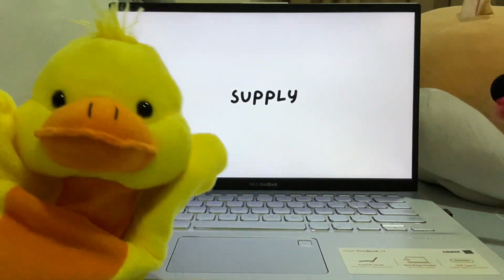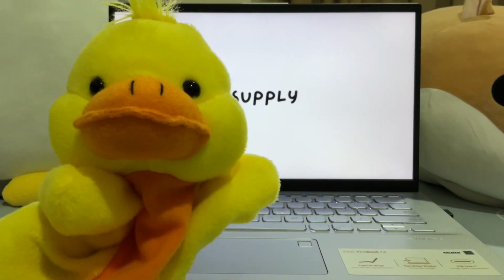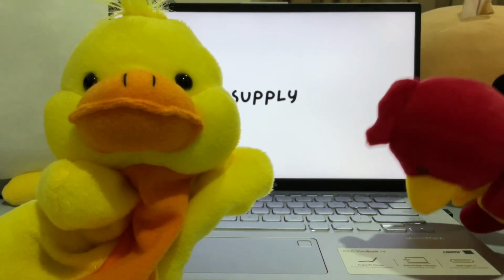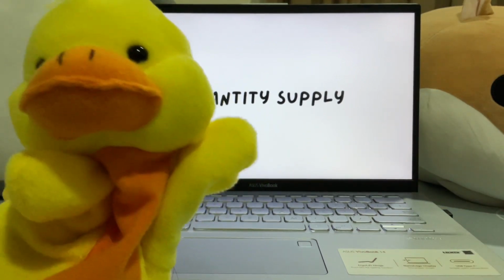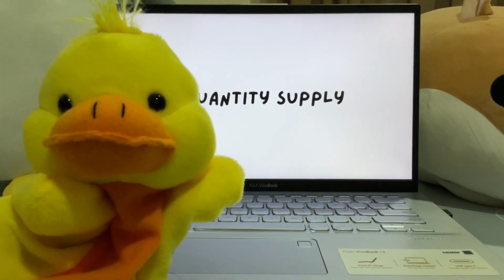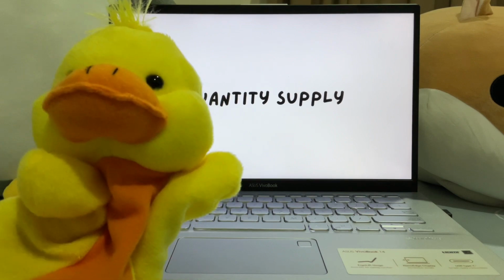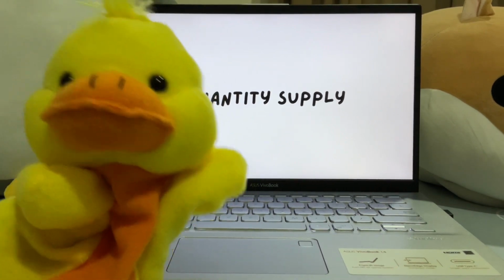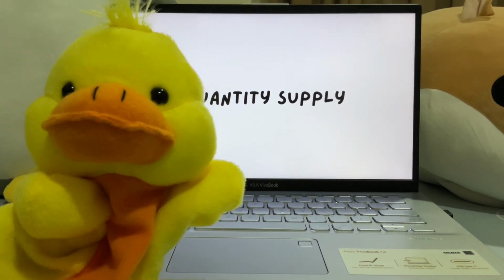Supply refers to a producer's willingness and ability to sell goods or services. Quantity supply is the specific amount the producer is prepared to sell. Quantity supply answers how much a producer can sell, while supply focuses on their overall willingness and capability to sell.